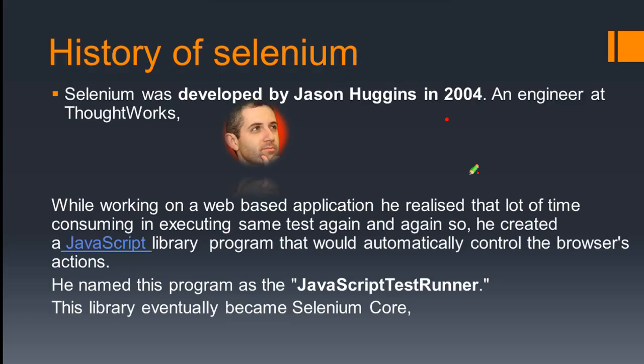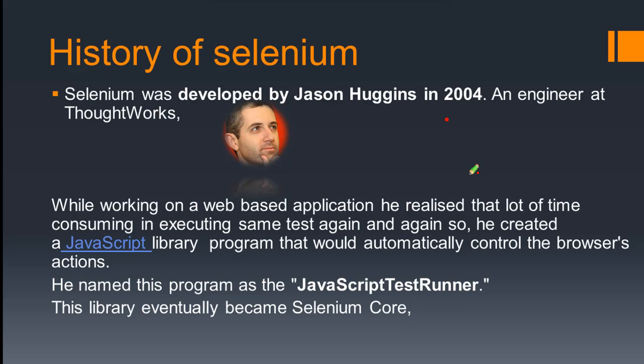Selenium was first developed in 2004 by Jason Huggins, an engineer at ThoughtWorks. While he was working on a web-based application, he realized that executing the same test again and again was consuming a lot of time, and moreover it was affecting the quality of the application. So he wanted to save time and make the application robust.